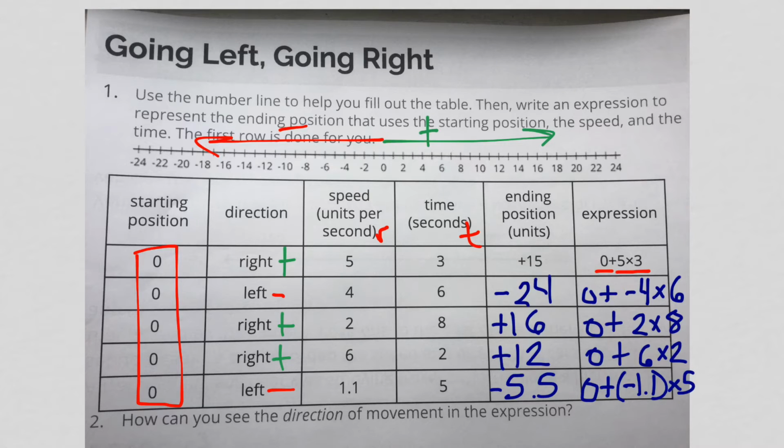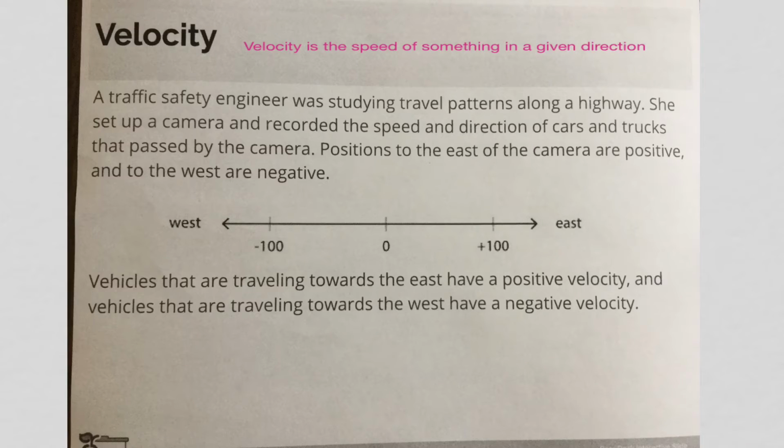Number 2 says, how can you see the direction of movement in the expression? So if you have a negative, it's moving to the left. So left is negative. You can see that moving to the left is negative and moving to the right is positive. Velocity is the speed of something in a given direction.